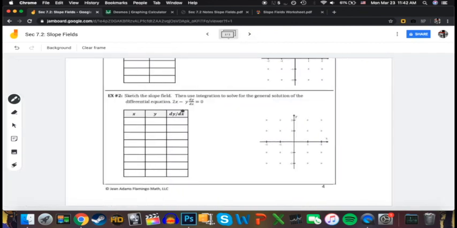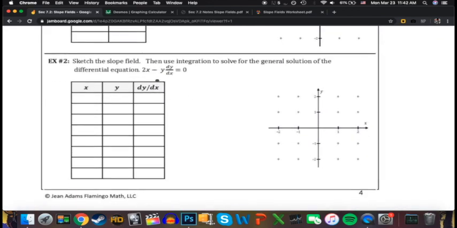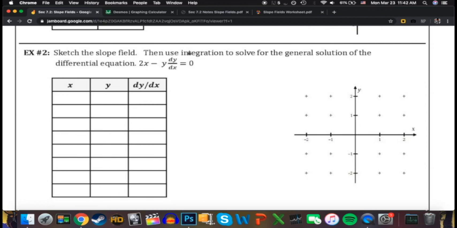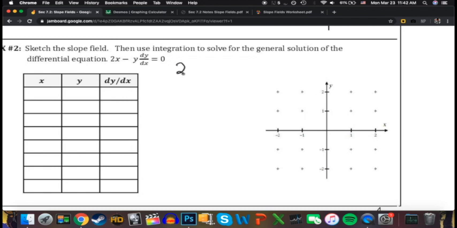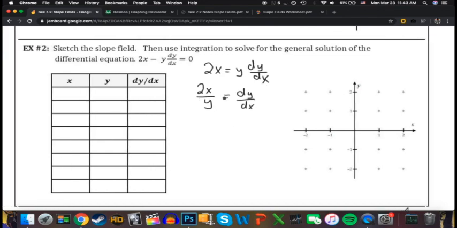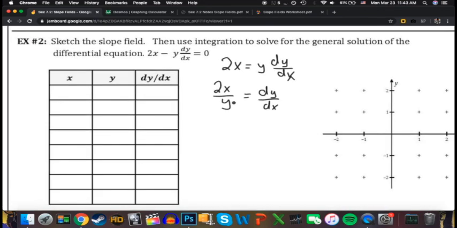Now if we take a look at an example in which we have two variables involved, x and y, the first thing that we may want to do is just get dy/dx by itself, like they did in the last example. So I can add that second term over to the other side, so I get y dy/dx, and then if I divide both sides by y, this is going to give me 2x over y is equal to dy/dx. Okay, and so now from here we can just plug in values accordingly.